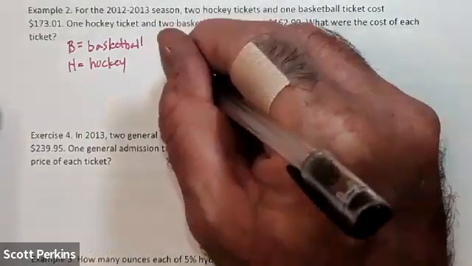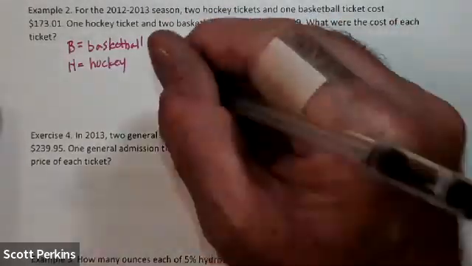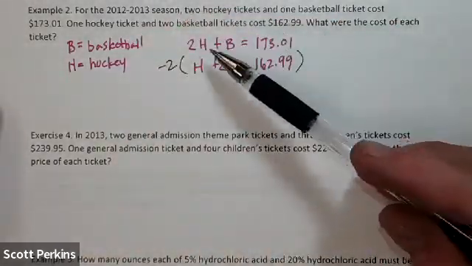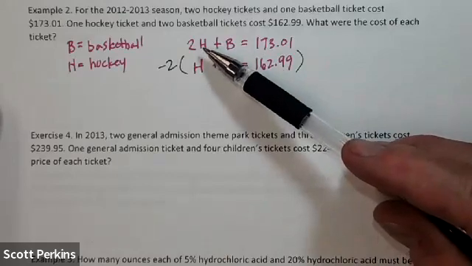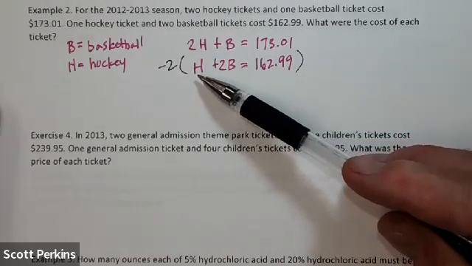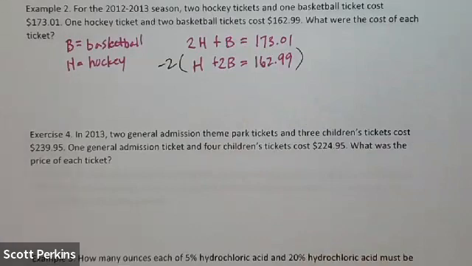I'm going to multiply the bottom one by -2, because I have a positive 2H in the top equation, so I need a -2H on the bottom equation. Great. And from there, you can go and you can solve. And if we have time, we'll come back and we'll take a look at that.